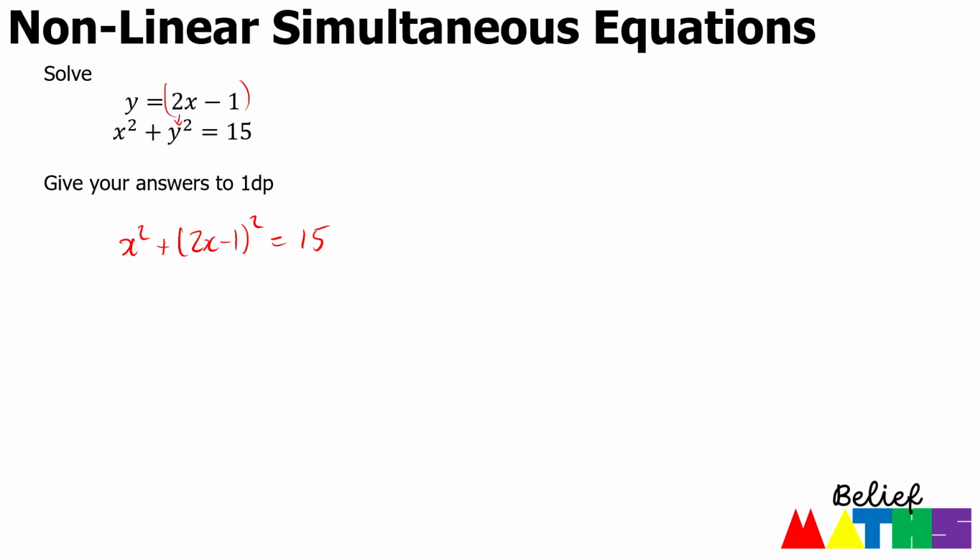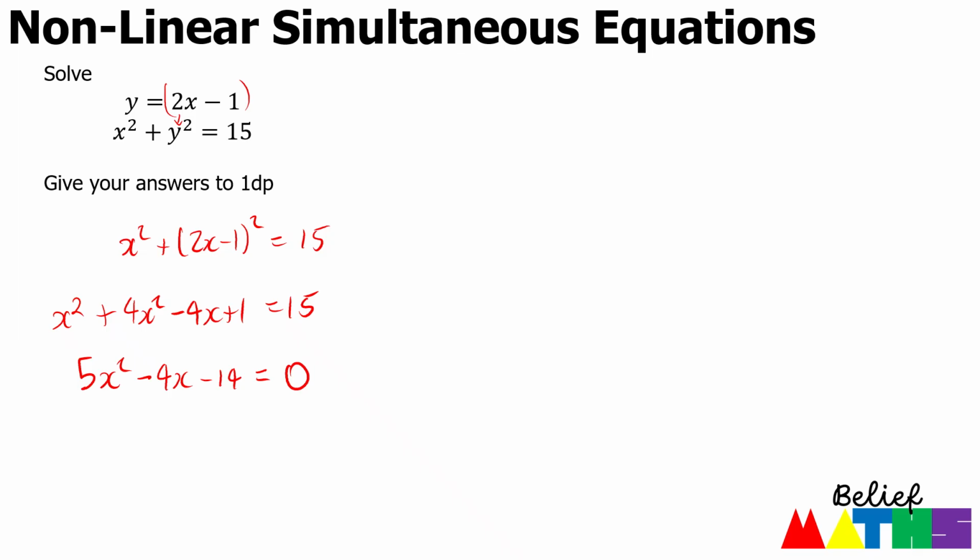Be very careful that you don't forget this squared bracket, because that's often something that students forget and then they end up not being able to do the question. So that x squared plus, expanding your brackets, 4x squared minus 4x plus 1 equals 15. And again, because we've got a quadratic, we need it to equal 0. So we've got 5x squared minus 4x minus 14 is equal to 0. And again, like we've seen before, we're just going to use our quadratic formula here to work out the values of x, because it says to one decimal place.